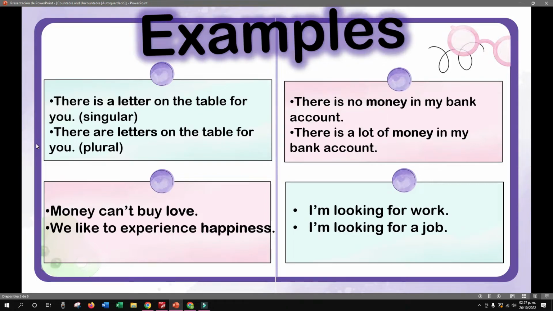Recuerden que los nombres contables ustedes pueden tener las dos formas. Pueden tener la forma singular y la forma plural. Para la forma singular ustedes pueden utilizar números o incluso pueden utilizar los artículos, ¿verdad? Indefinidos, like a or an, depends of the word. Y resulta que para los incontables simplemente tenemos el verbo en singular, ¿verdad? Así como aquí, there is not money or there is a lot of money. Money es una palabra incontable, por lo tanto usted va a ir y utilizar un verbo singular. ¿Ok?